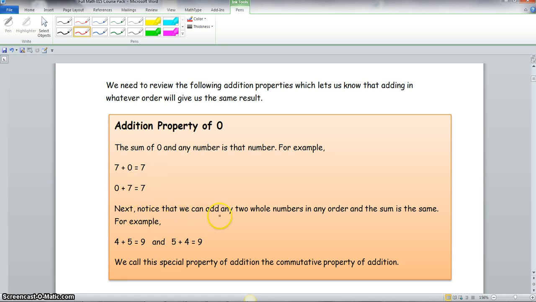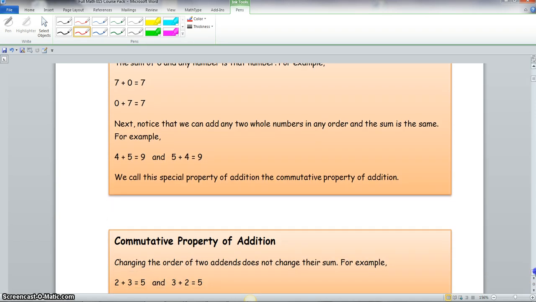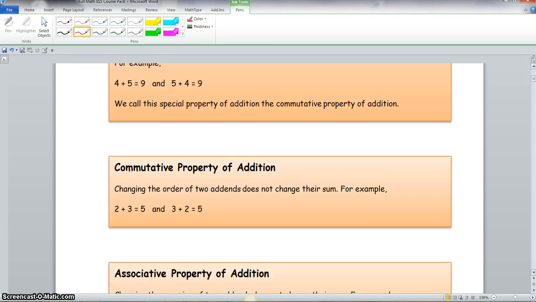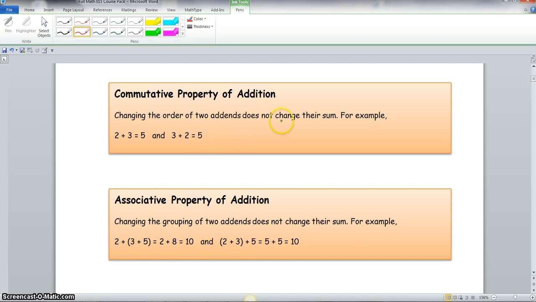Now, notice that we can add any two whole numbers in any order and the sum is the same. 4 plus 5 is 9, and 5 plus 4 is 9. We call this special property of addition the commutative property of addition. Now, here's another example of the commutative property of addition. Changing the order of two addends does not change their sum. For example, 2 plus 3 is 5, and 3 plus 2 is 5. The 2 and the 3 are the addends they are talking about, and putting them in whatever order when you're adding will still give you the same answer.